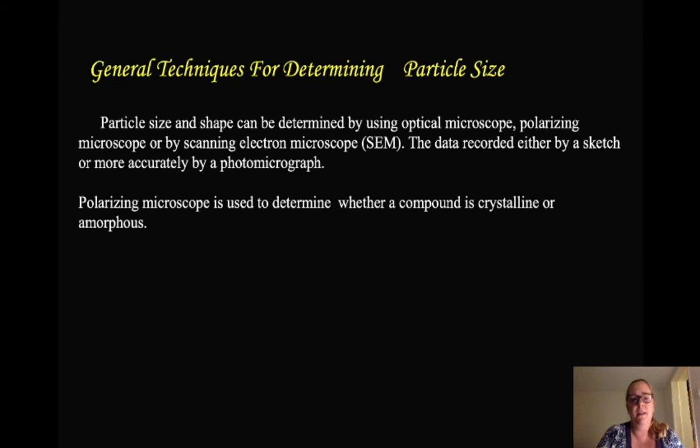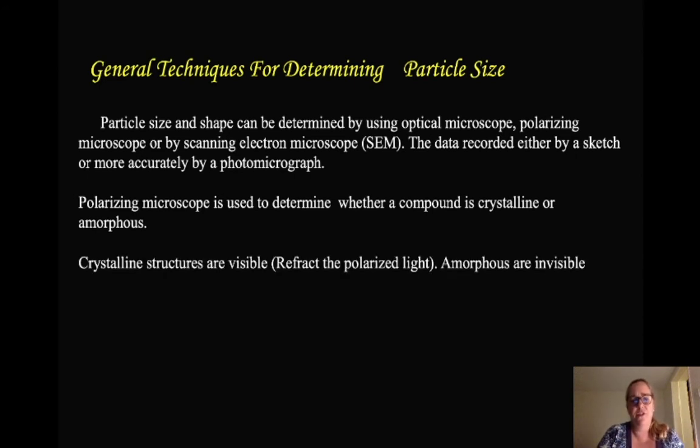The polarizing microscope is used to determine whether a compound is crystalline or amorphous. The crystalline structures are visible, so they tend to refract the polarized light, whilst the amorphous are actually invisible. So microscopy is actually the most rapid technique. It doesn't require too much expertise.